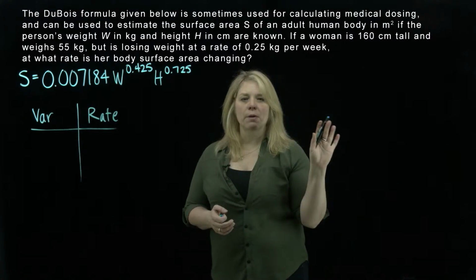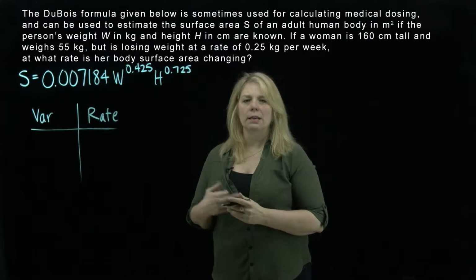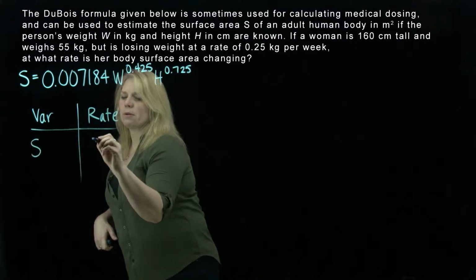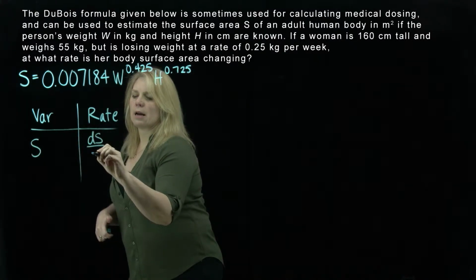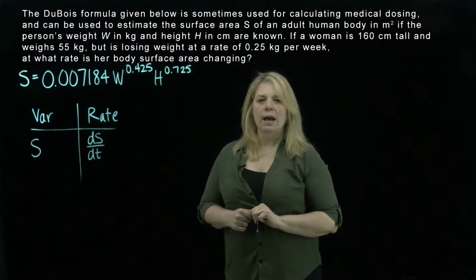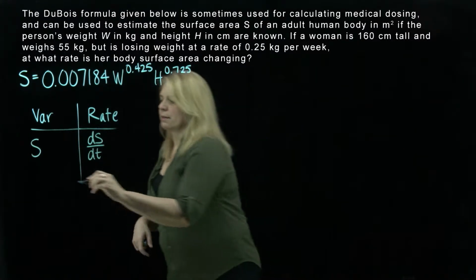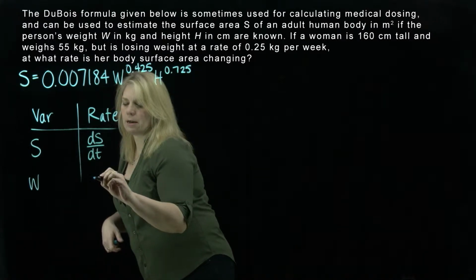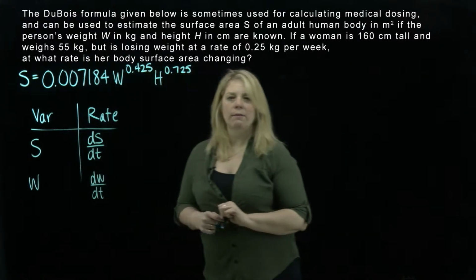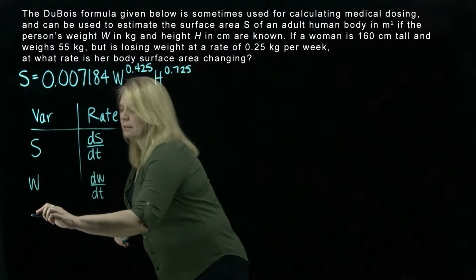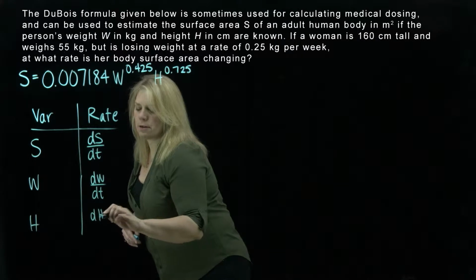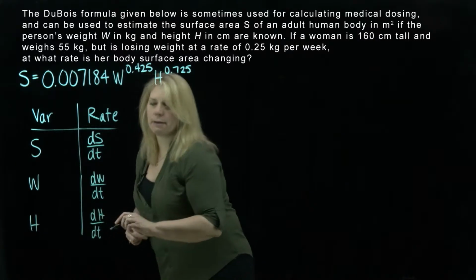Okay, so if we read the problem here, we see that we've got surface area. So that's one of our variables, and so dS/dt would be a rate of change for that. We've got weight and a rate of change for that. And then we've got some information here about height. Okay, so these are the variables that are mentioned in the first sentence.